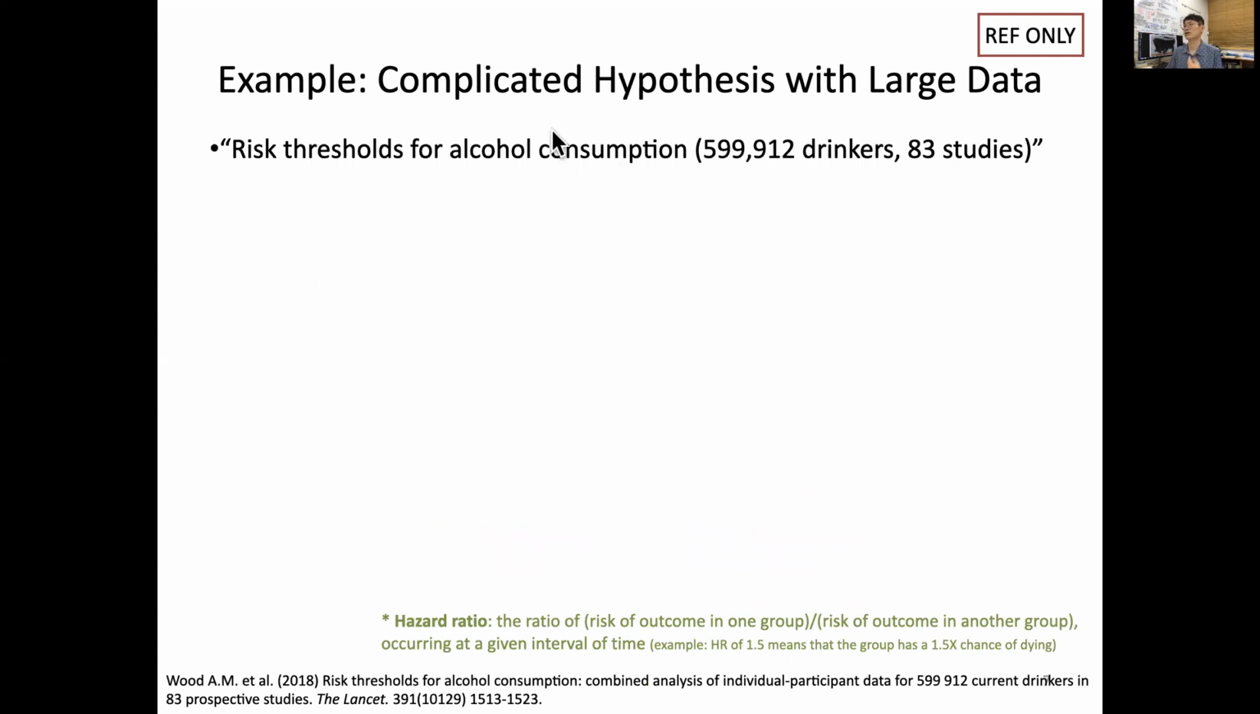Another example I want to bring is a complicated hypothesis with large data. For example, we can have a hypothesis, hey, drinking alcohol makes you live shorter, you die earlier. A good hypothesis. How to prove it? Then we'd better have a data set. In this case, you may gather a huge data set, almost 600,000 drinkers from a lot of studies, so that we can find more specific information, so-called risk thresholds for alcohol consumption. How much alcohol can you drink without affecting your lifespan?